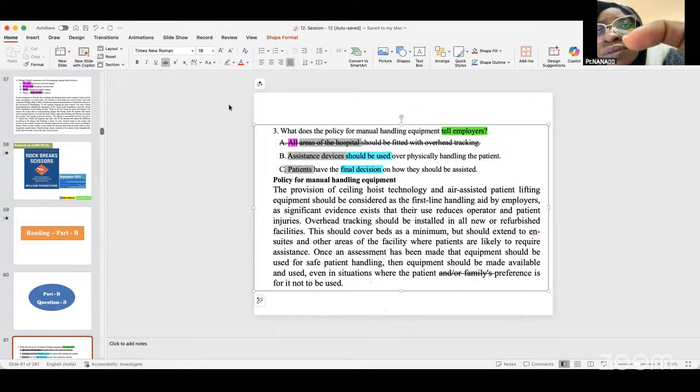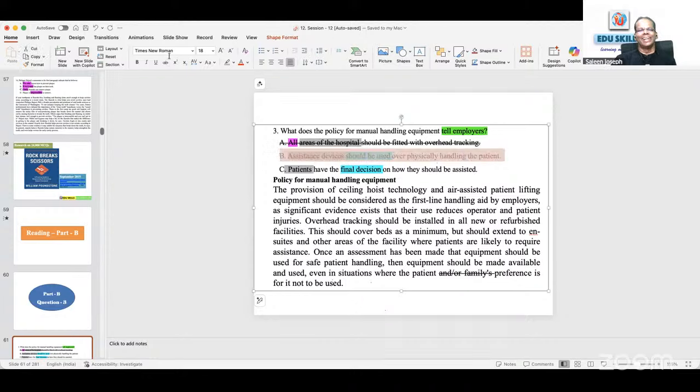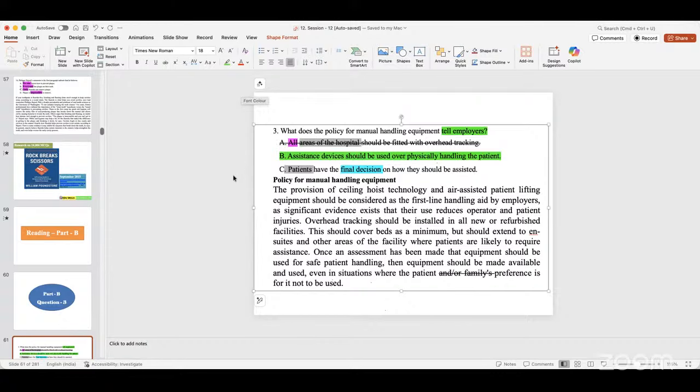B must be the answer. That is later, when you develop your competency, as soon as you read you will understand this is the right answer. Okay, let's check it. Don't worry, because the heading is important. The heading is speaking about assistant devices, not about patients, not about all areas of the hospital. What do they say? Tell the employers. Okay, somebody with a smile, please read.